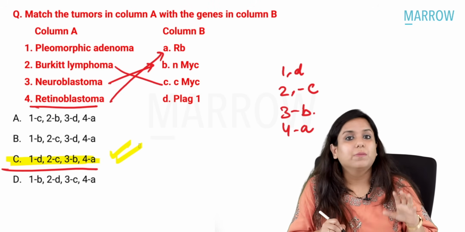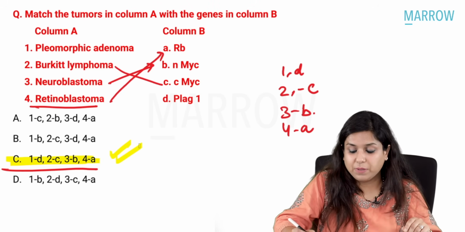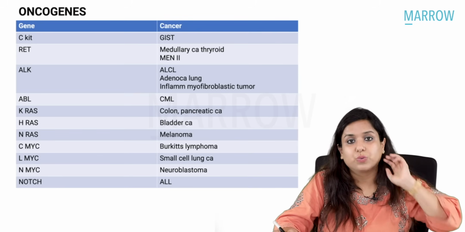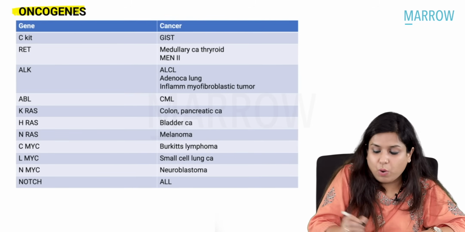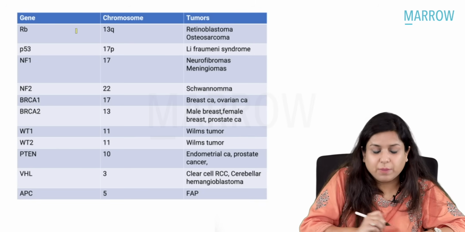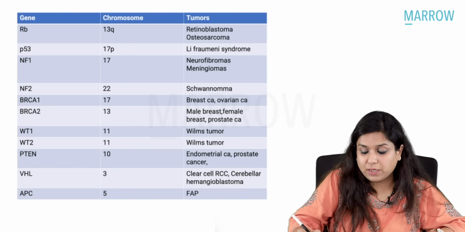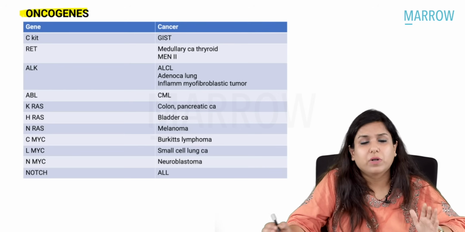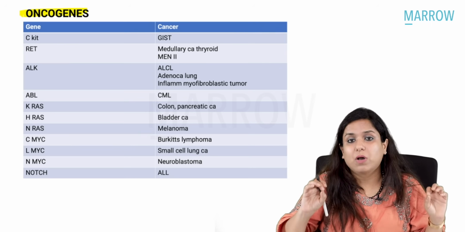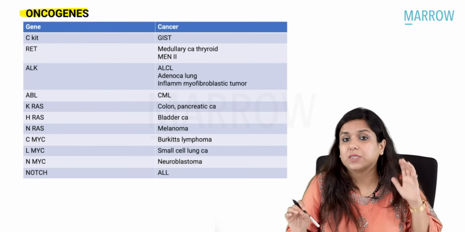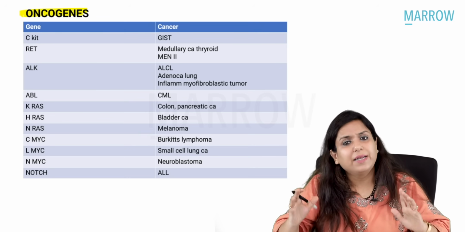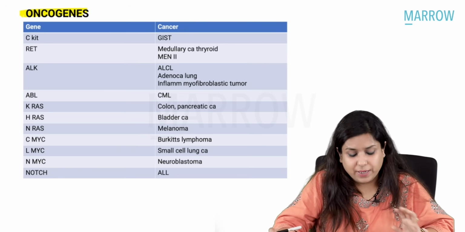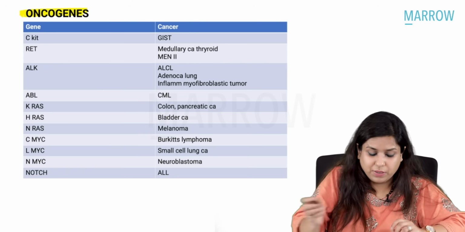This is a direct mugging up question from the tables which I give you in neoplasia, students. One table is on oncogenes and another table is on tumor suppressor genes. These are the two tables and they are very, very important. They can be used in pathology, medicine, surgery questions anywhere, students, and any type of question can be asked, right? Let us quickly revise these tables.